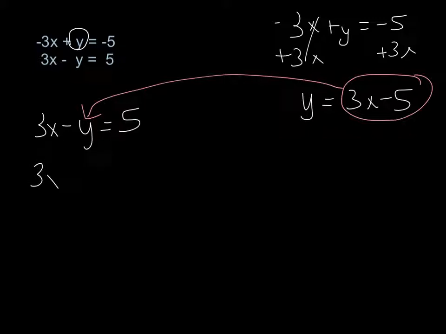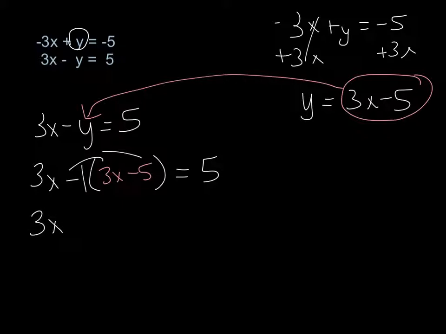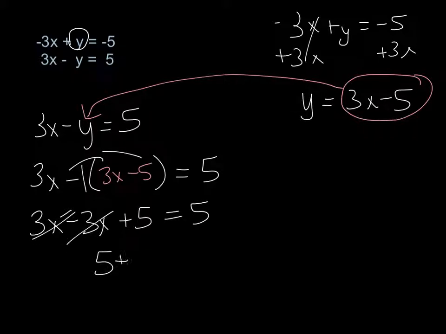So I have 3x, and I'm subtracting the 3x minus 5, which is now y, equals 5. So in doing that, there's actually a 1 here that we're going to have to distribute, a negative 1. A negative 1 times negative 3, and a negative 1 times negative 5 is positive 5. Now 3x minus 3x is 0. And 5 is equal to 5.